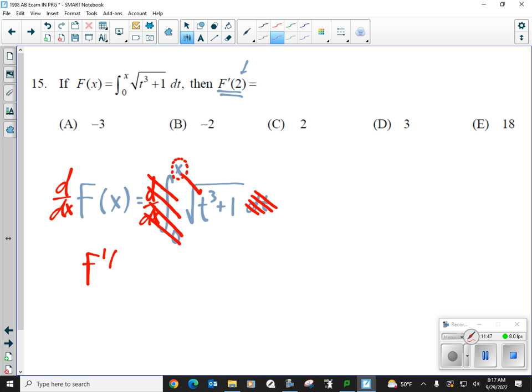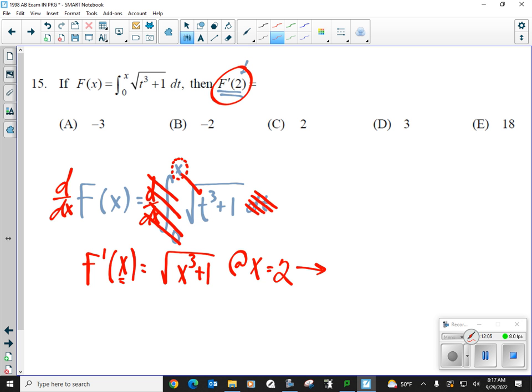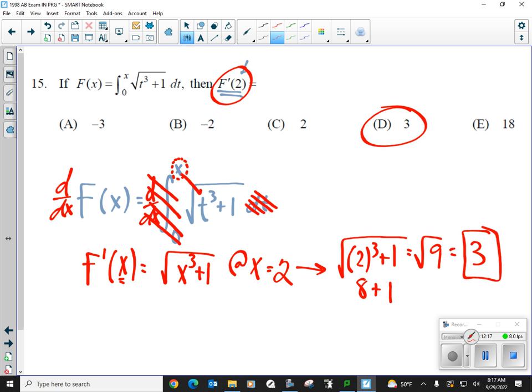So it ends up being the square root of x cubed plus 1. And I want this at an x value of 2, at x equals 2. I told you the math is real easy. So it is 2 cubed plus 1. That's 8 plus 1, which is 9. And that answer, wow, a lot of 3s today. All right? We're doing good.